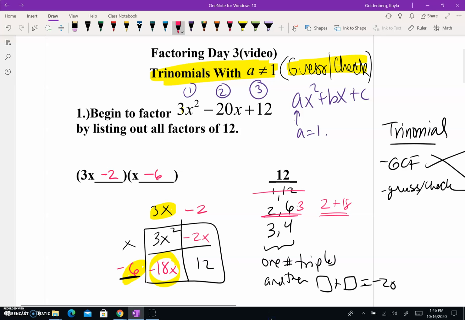A lot of people flip-flop where they put the numbers, right? Keeping in mind that this is going to create that negative 18x. So the term or the number that is not with the 3 is the one that gets tripled. Let's try another one just for practice, right?